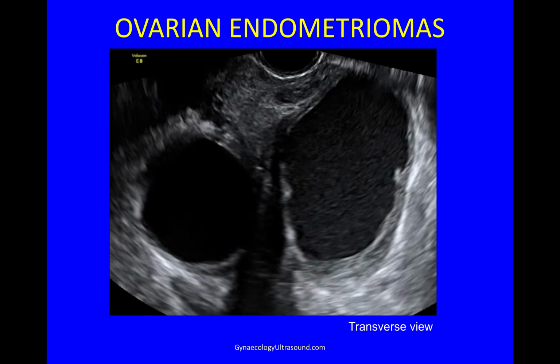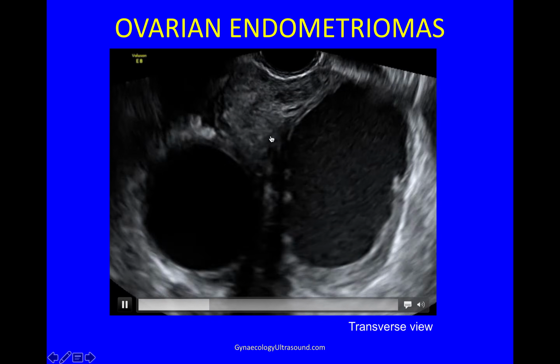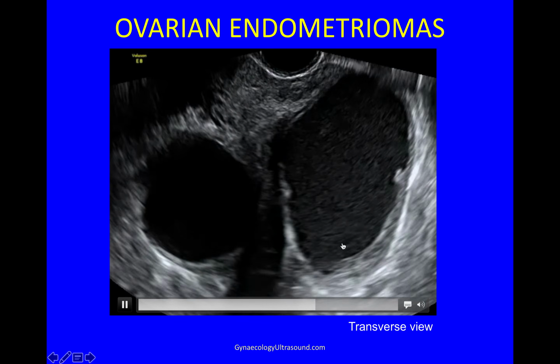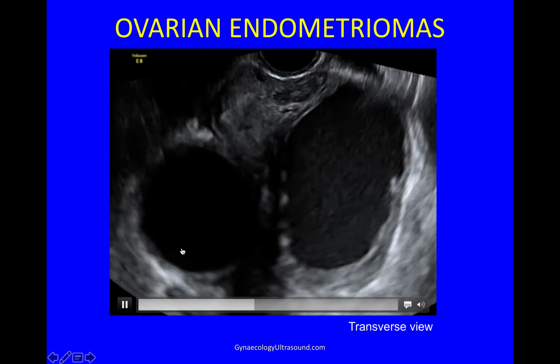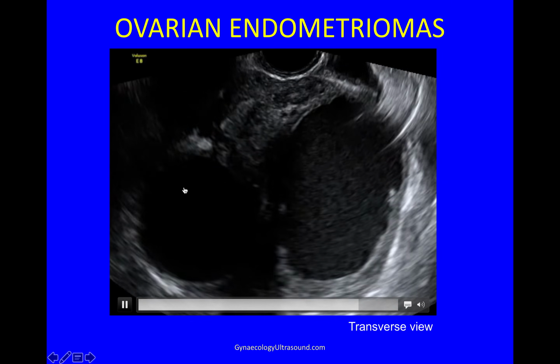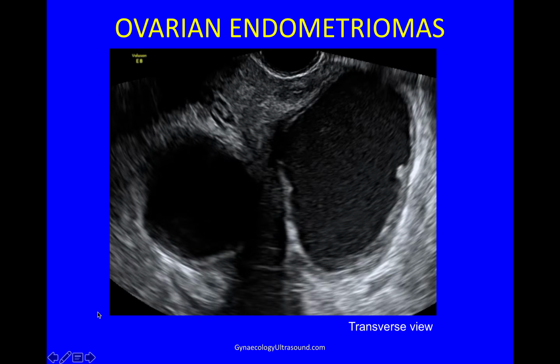Here again is a transverse plane. This is the back of the cervix. The back of the cervix is here. And here you can see an ovarian endometrioma adherent to the back of the cervix and also adherent to the other ovary. And this is a less obvious endometrioma, and this is called kissing ovaries.